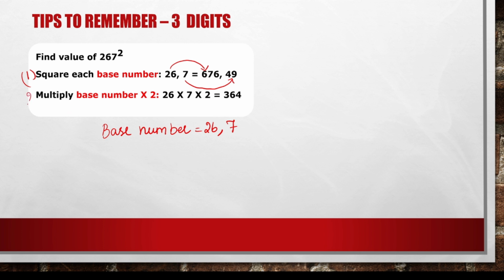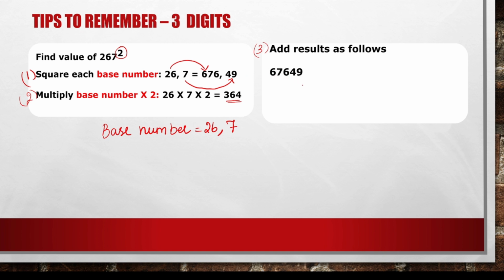And then our second step is we have to multiply the base numbers and then by 2. So 26 multiplied by 7 multiplied by 2 is equal to 364. This 2 is coming from the square number which is in the bar. And then our third step would be we add the results as follows.